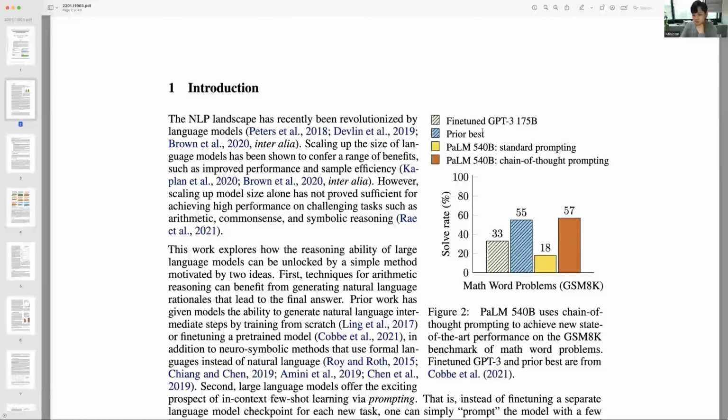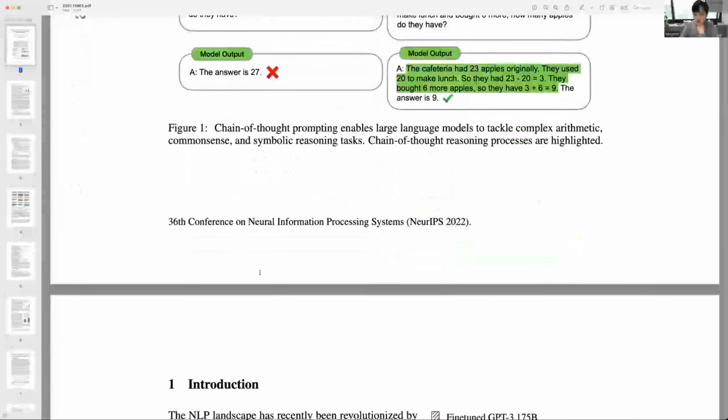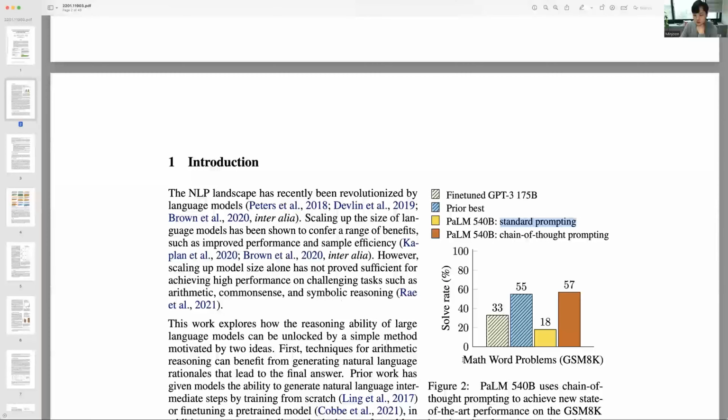For instance, if you use PaLM here and you just do the standard prompting, which is this prompting, then you see that the accuracy is like 18% on this math word problems benchmark. And then you see there's a prior best, where they do a lot of engineering to get this number. And they also tried fine-tuning GPT-3 on these problems. As you see, this approach is able to reach really high accuracy, even compared to the prior best, which is a very manually engineered model, and even better than fine-tuned GPT-3.